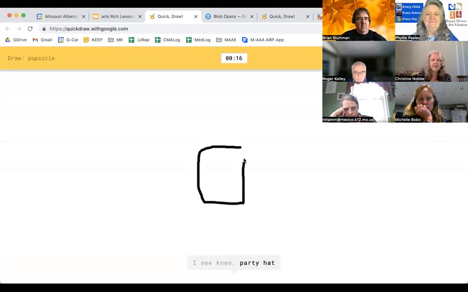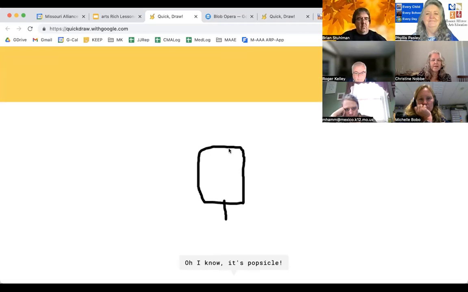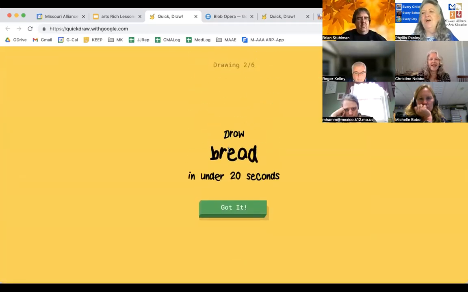I see knee, or party hat, or nose, or square, or door. I see cup. Oh, I know, it's popsicle.